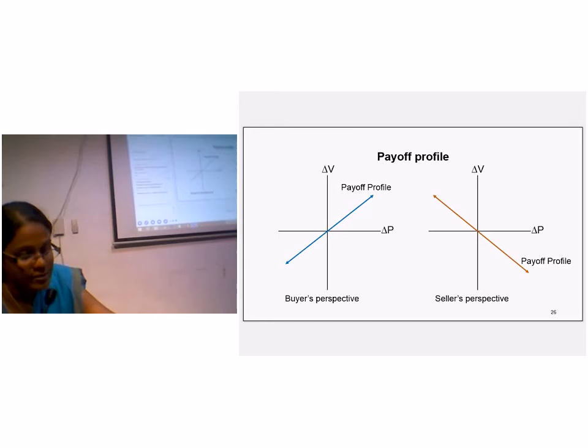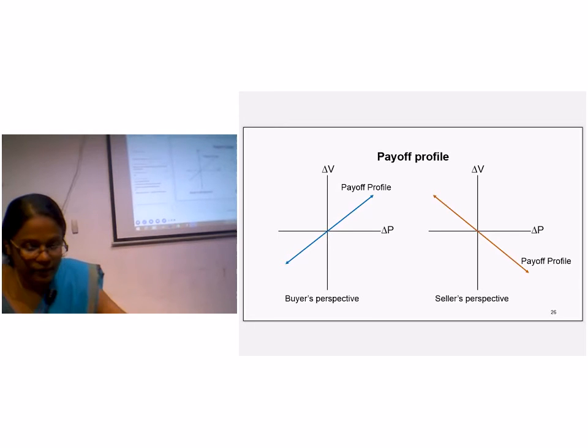Payoff profile, it's downward sloping. Downward sloping curves always represent a negative relationship. When one variable is increasing, the other variable is decreasing. Now you can see, when market prices are increasing, so we are on the positive side, what has happened to the value of the firm? It is on the negative side.